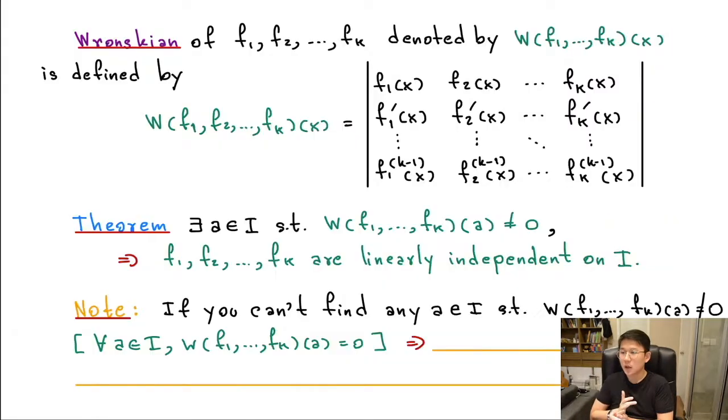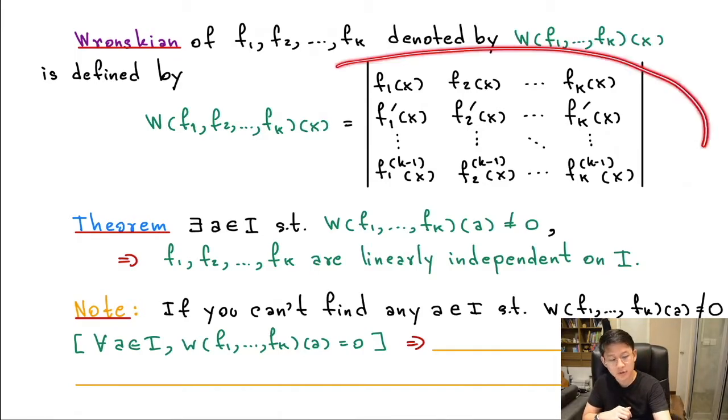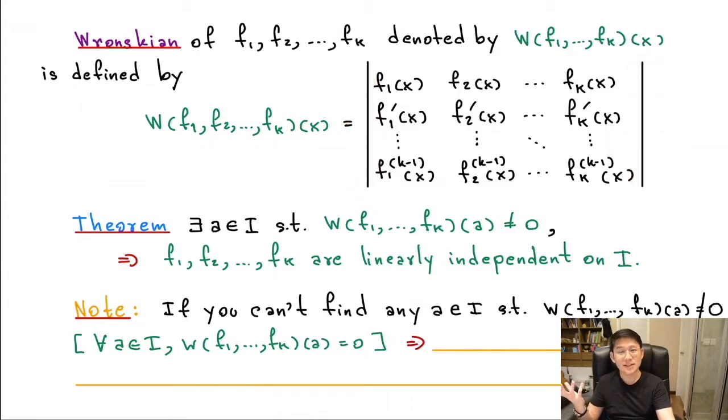Cool. So next, I'll introduce you to another term. It's called the Wronskian. The Wronskian of F1, F2 to Fk, denoted by W of F1, F2, F3, and so on up to Fk at x, is defined by this. And this is a determinant. From high school, you remember how to compute the determinant, right? The matrix: if you have k functions, you get the first f, the second f, and then the kth f, and you keep differentiating up to k minus 1 times.